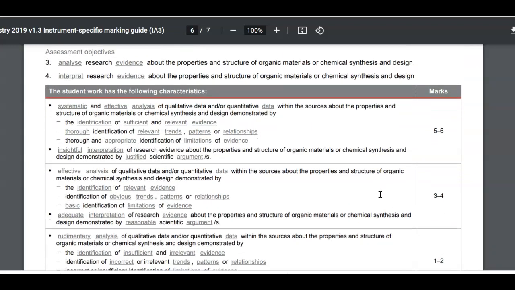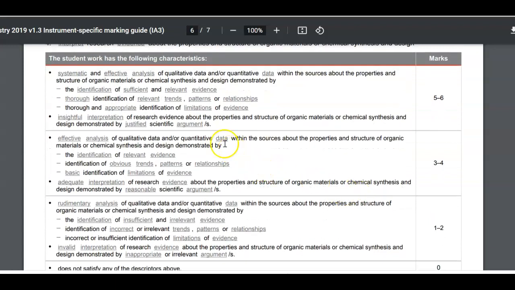Now there's one other descriptor that is important in the rationale, and that's insightful interpretation of the research evidence demonstrated by justified scientific arguments. Now, generally you need some background information in your rationale, which you draw on to make the justified scientific arguments when you're analysing your data. If you don't try and explain the trends in your data using scientific explanations, you won't have a justified scientific argument. You may have a reasonable one, but you won't have a justified one.